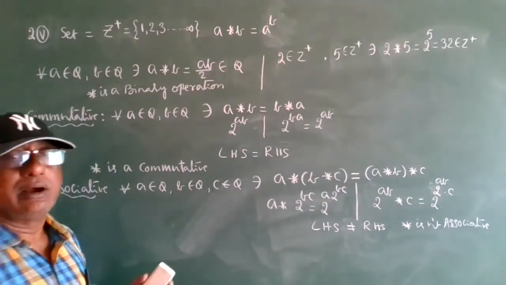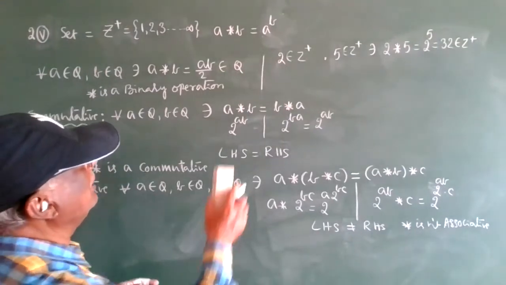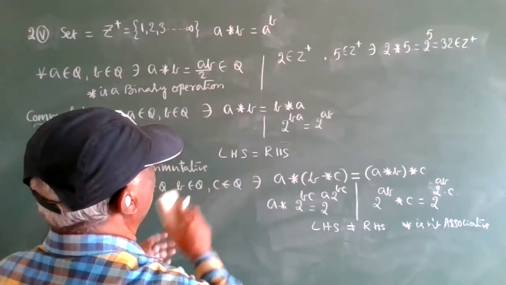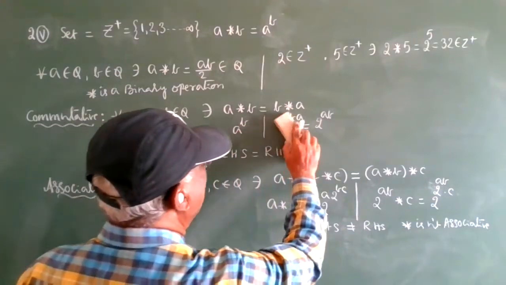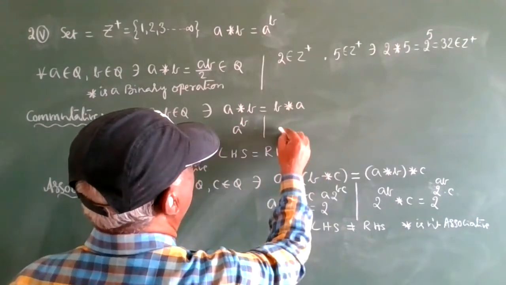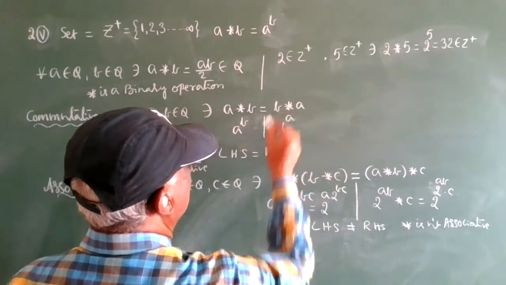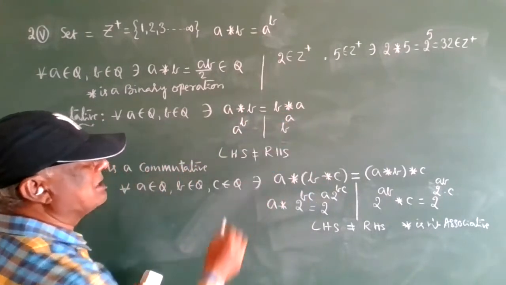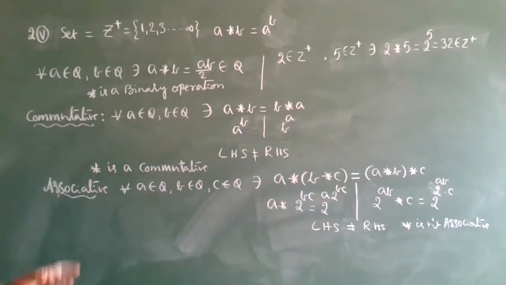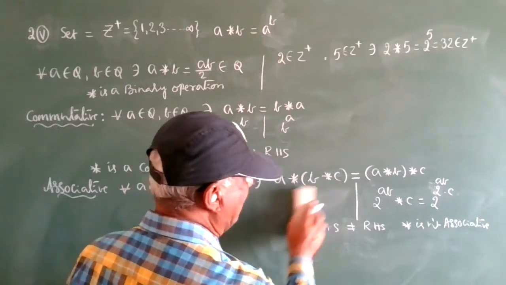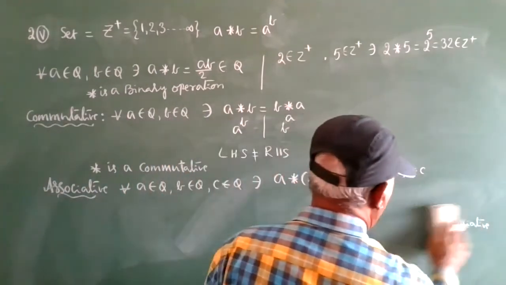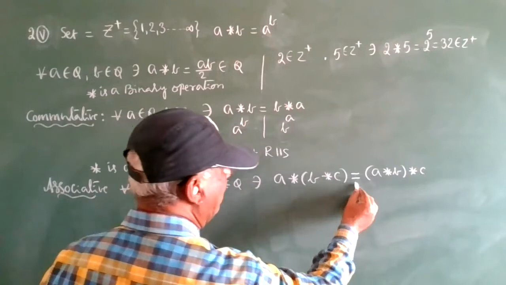Star is a binary operation. Commutative: first element to the power of second element, but here it is the second element to the power of first element. Therefore, it is not equal. LHS is not equal to RHS. Therefore, star is not commutative. Associative. Everyone check associative. First the left hand side.